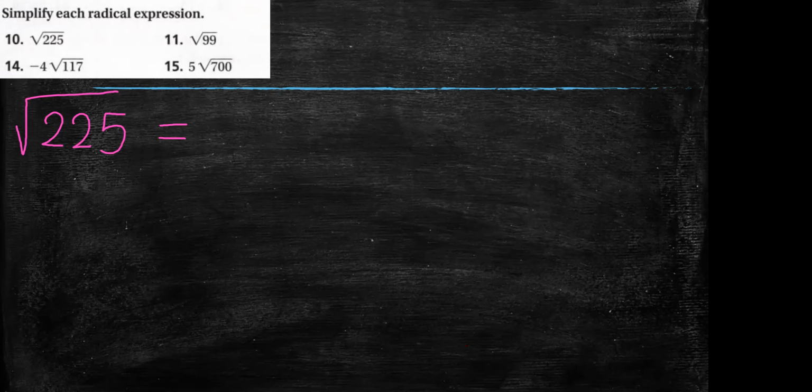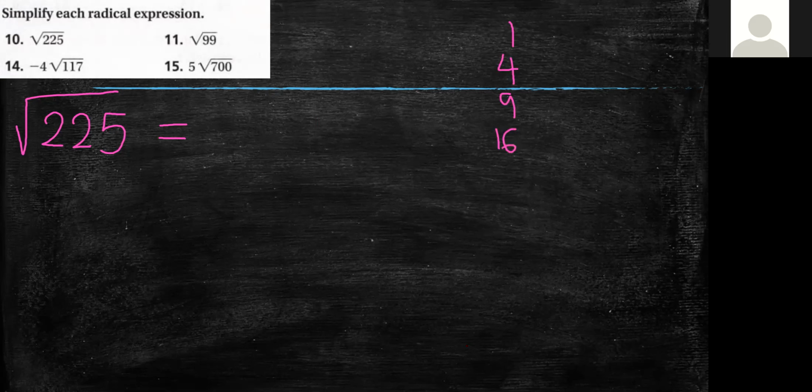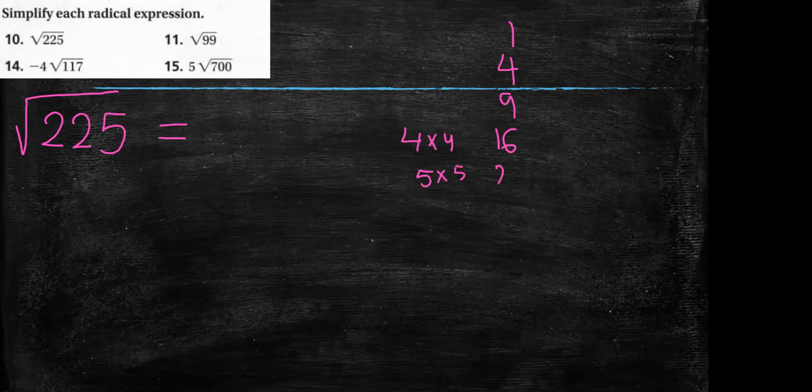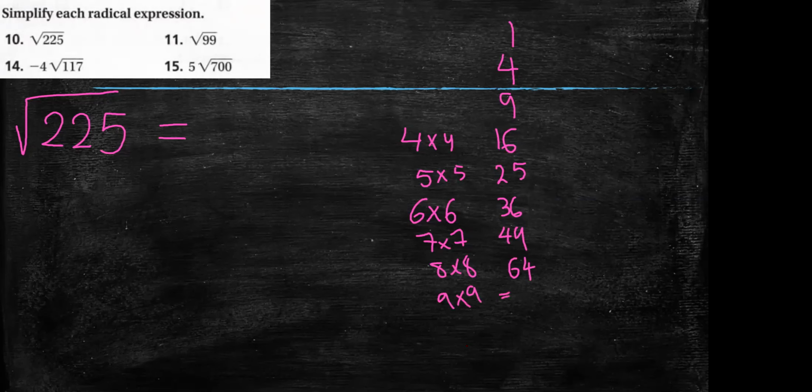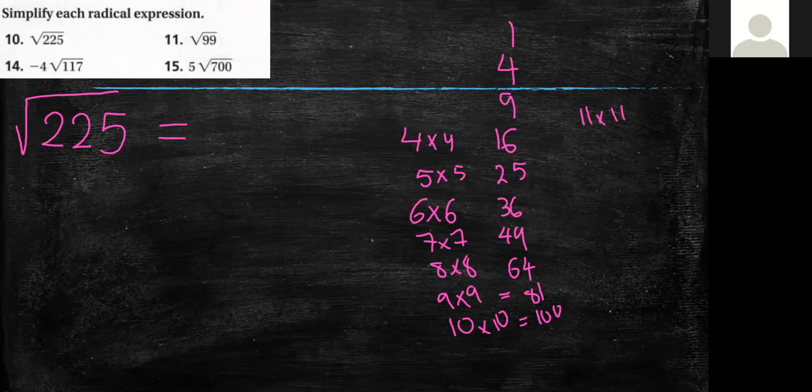Let's write here the perfect square numbers. 1, 4, 9, 16. 4 by 4 is 16. 5 by 5, 25. 6 times 6, 36. 7 times 7, 49. 8 times 8, 64. 9 times 9, 81. 10 times 10, 100. 11 times 11, 121.